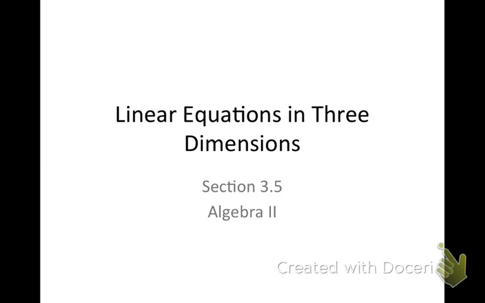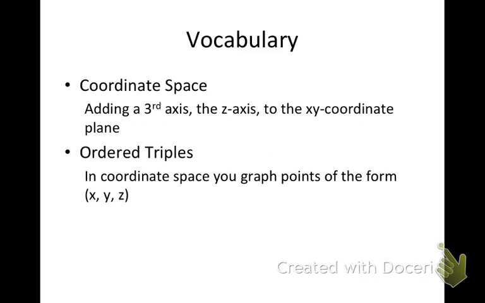Okay, so today we're going to talk about linear equations in 3 dimensions, section 3.5. Vocabulary here: coordinate space. This is what's going to be new to us. Coordinate space is adding a third axis, the z-axis, to the xy coordinate plane. And this now gets us what we call ordered triples.